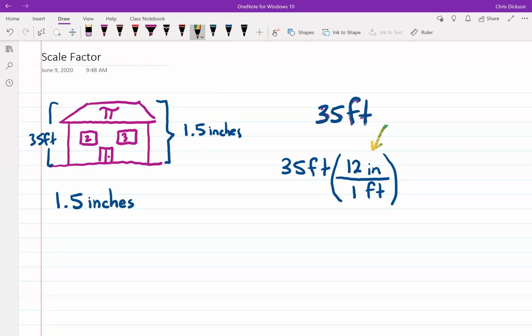Okay, so if we multiply these numbers together, I'll use a nice rainbow kind of color here. 35 multiplied by 12 is going to give me 420, 420 inches. Sorry.